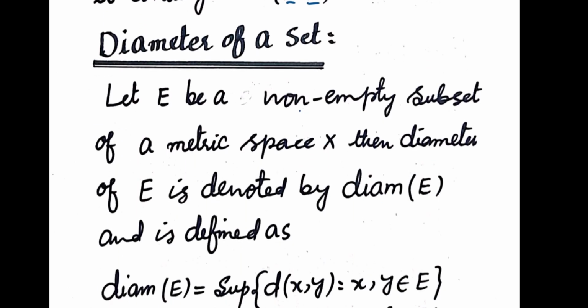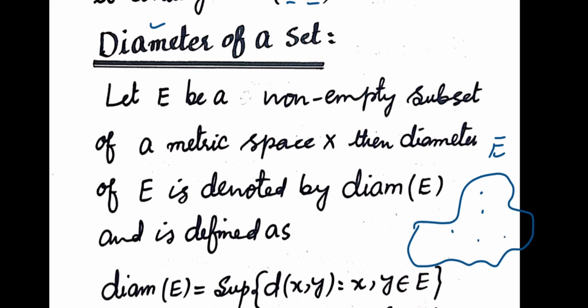Next we move towards the second segment of this lecture. This is the diameter of a set. This is very easy. Suppose this is my set, some set E, and this set E has some points. Suppose this is my first point, this is my second point, third, 4, 5, 6, 7. So there are finitely many points in this set.